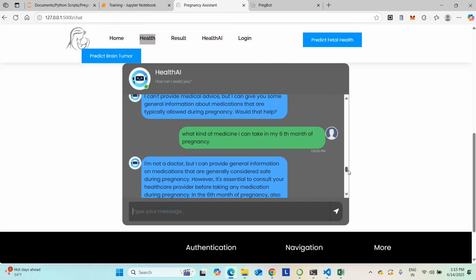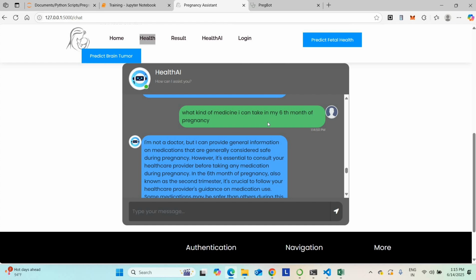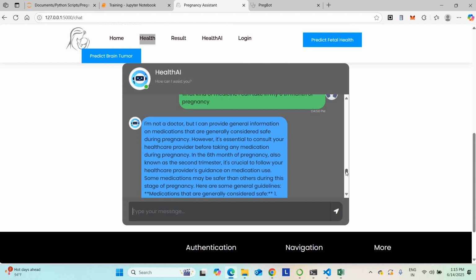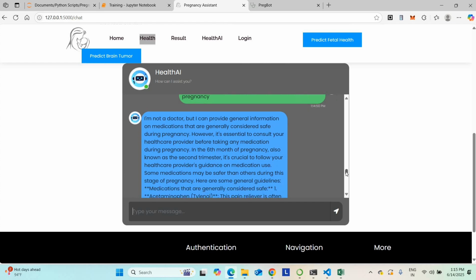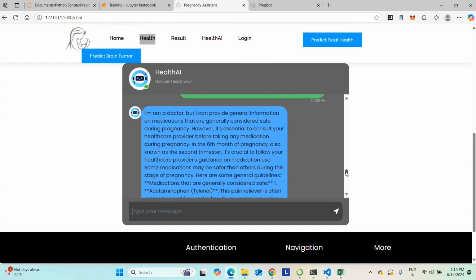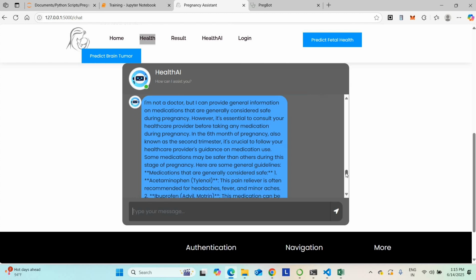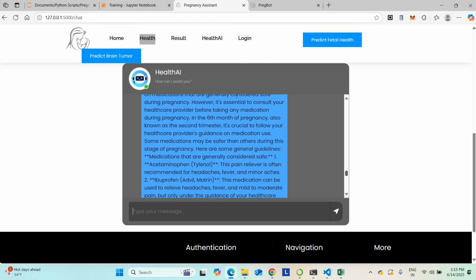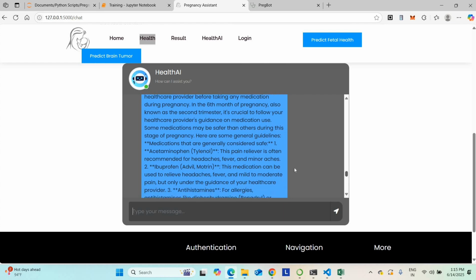So it generated a long answer for you. Let me check how the answer works. The question was: what kind of medicine can I take in my sixth month of pregnancy? It says, "I'm not a doctor, but I can provide general information on medicine considered safer in pregnancy. However, it's essential to consult your doctor as well as the healthcare provider for additional information."